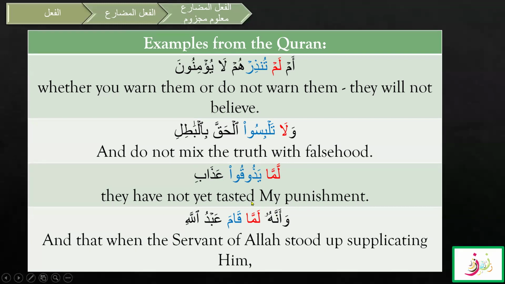Here you know that it means "my punishment." Where is this "my" coming from? We know that this is ya mutakallim, and the ya is dropped here.